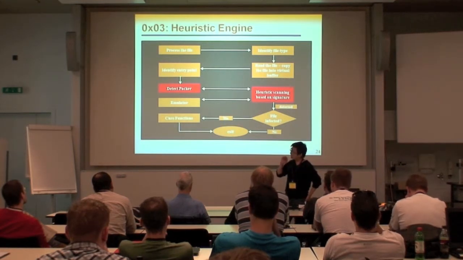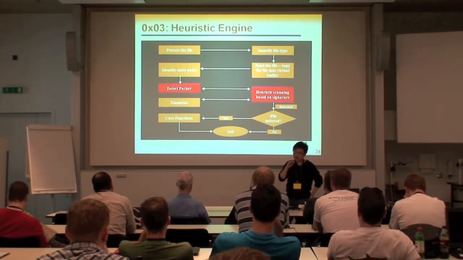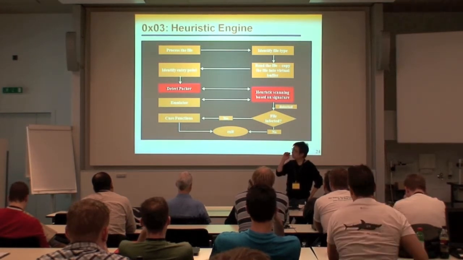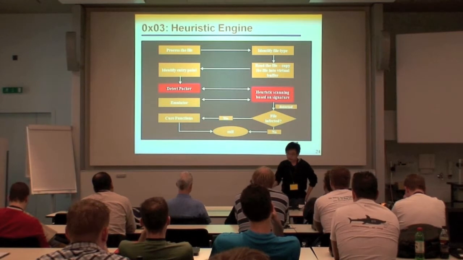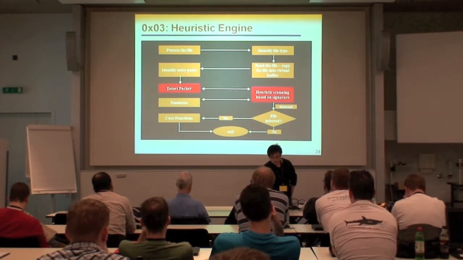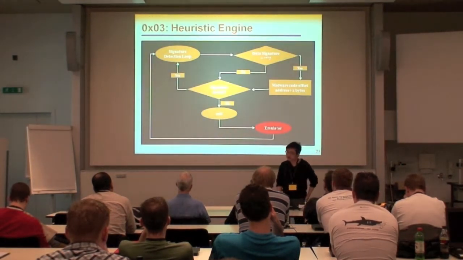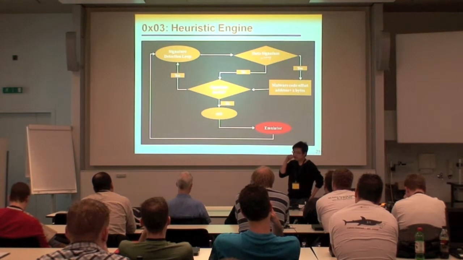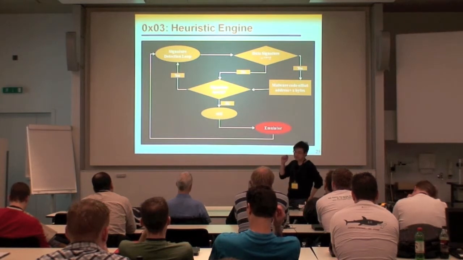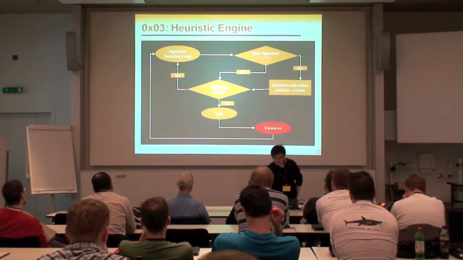The next procedure is to detect the packer. In this process, the toolkit uses the same heuristic engine with packer signatures. This slide shows you the core of the heuristic engine. This heuristic engine is used for packer detection and malware detection based on the signature database.